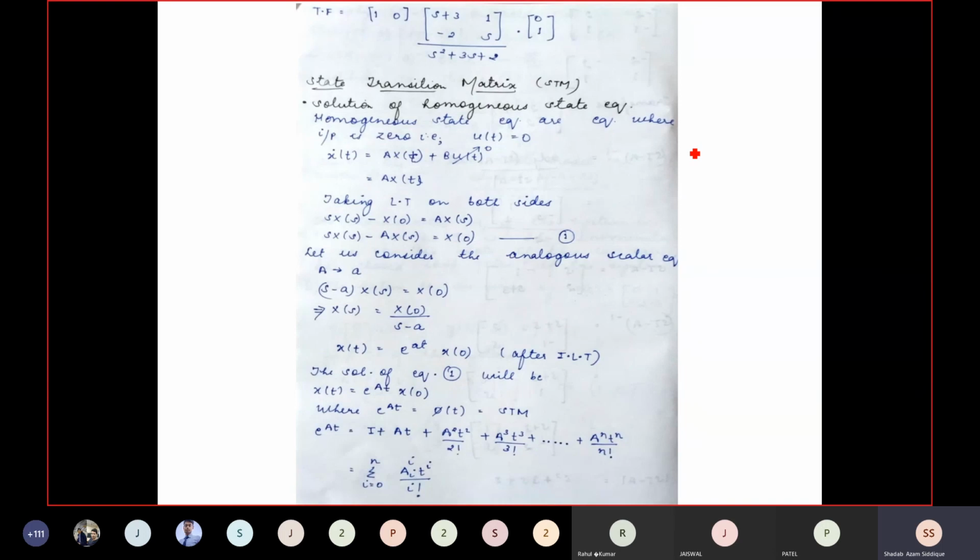Next class, I'll go through the state transition matrix. This is the next topic in your syllabus, and the properties of the state transition matrix are very important, and they are directly asked in competitive examinations. You can find many problems on this topic. In the state transition matrix, the A matrix will be widely used to find it. So we'll do the state transition matrix in the next class.